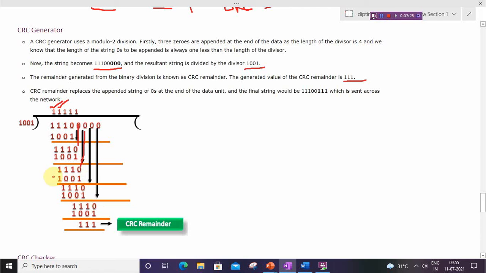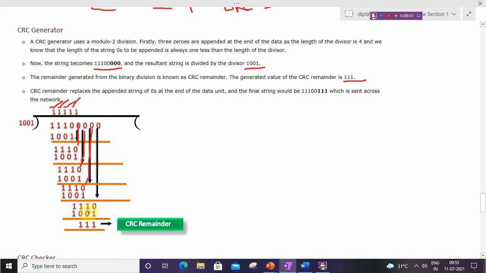This 0 will come down. Then 1110. Again we put 1 in the quotient. Then 1001, again XOR it. Then the value will be again 011, 101, 101. Then again this 0 will come down here. Then 1110, again we put 1 in the quotient. Then 1001, then again XOR it. 011, 101, 101, 11 is 0.